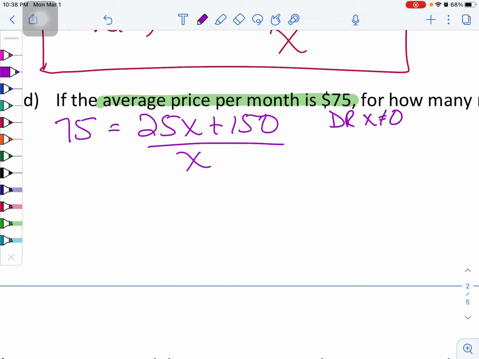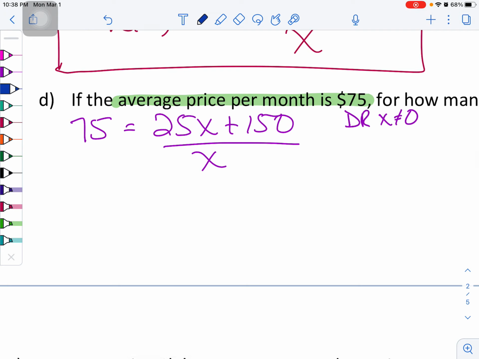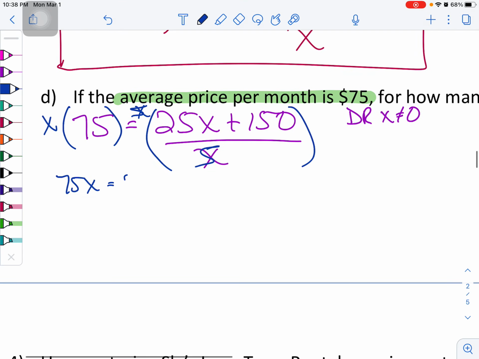So first thing, domain restriction, X cannot equal 0. I kind of put that into the duh category. If X is equal to 0, that means you didn't have the lawn service for any amount of months. So why would you care how much the average cost was? So just know to look for it, but it's not really going to affect us too much with these particular problems. I'm going to multiply through by the LCD of X.